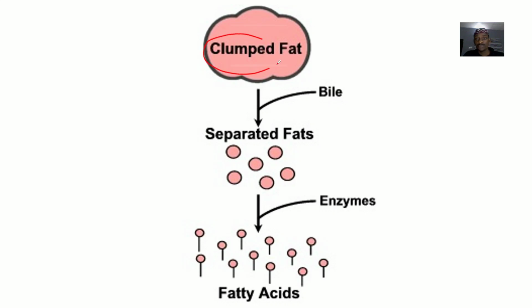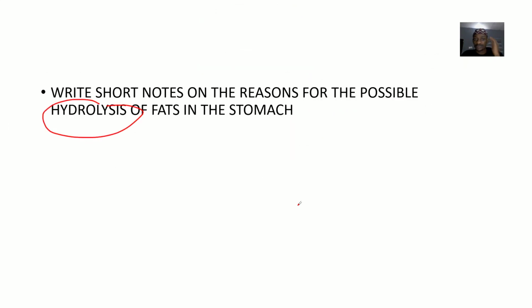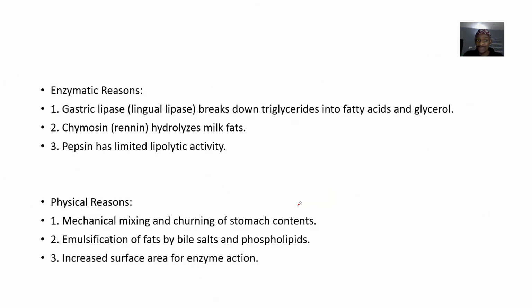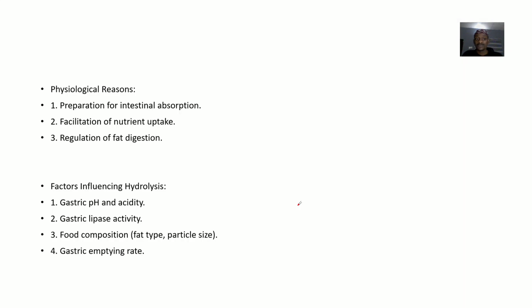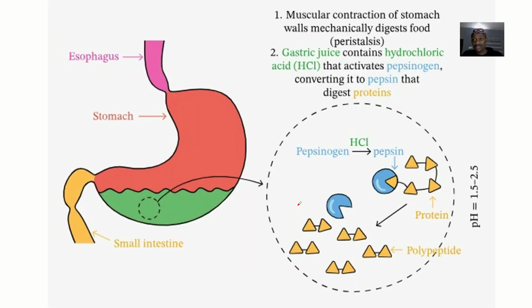If this is a clumped fat, it gets into the stomach, it gets acted upon by bile, the bile separates it to some reasonable size, right? The further breaking down is by enzymes and all that, right? So how is this possible? And there are several reasons to why this is possible. There are chemical reasons, there are enzymatic reasons, there are physical reasons, there are physiological reasons. Okay, then lastly, you are looking at the factors that influence hydrolysis.